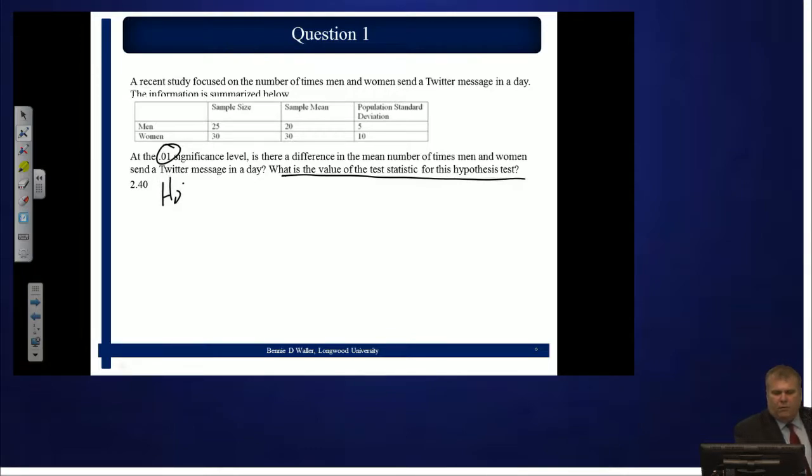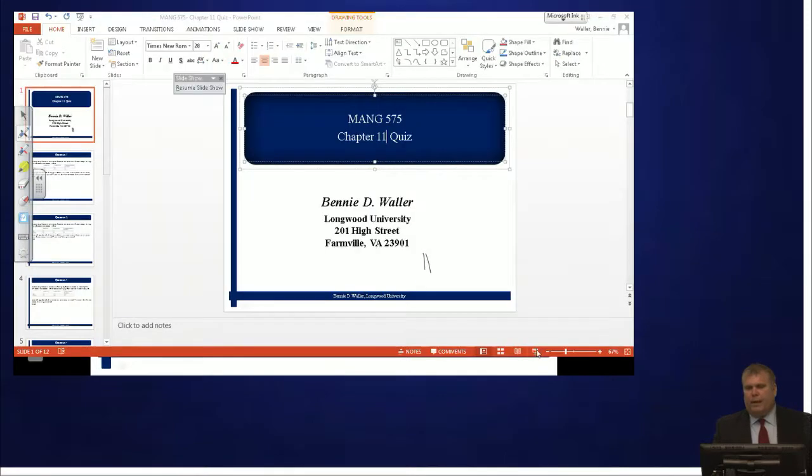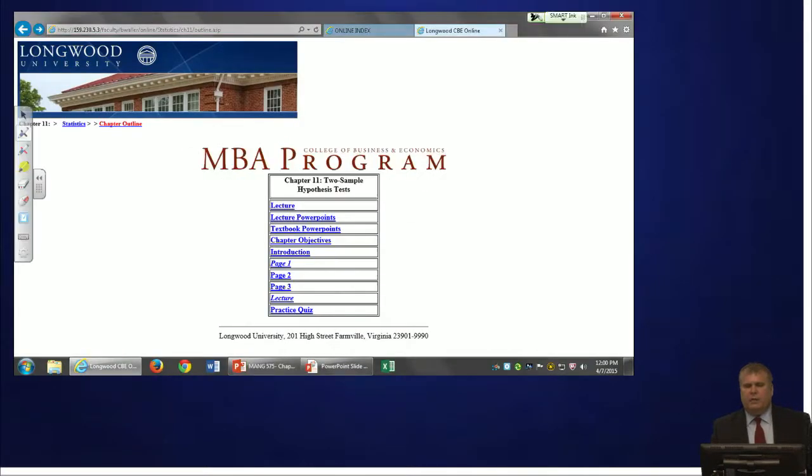Well, first off, I just want you to realize that it's basically asking if men and women are equal or not. So that would be the hypothesis test. It doesn't ask you for that. But here's something else that you need to pay attention to: given that we know the population standard deviation, I don't have a lot of time to go through and reteach this, but I am going to go over quickly to the website that you have access to.